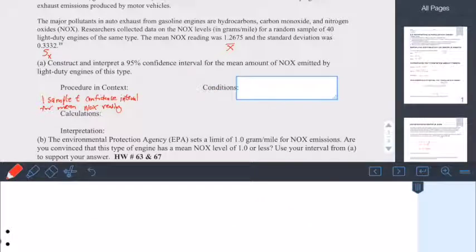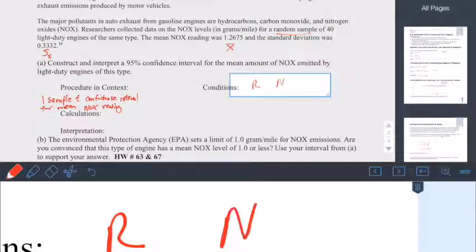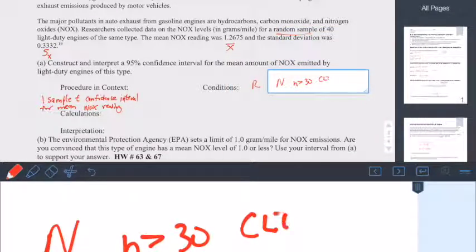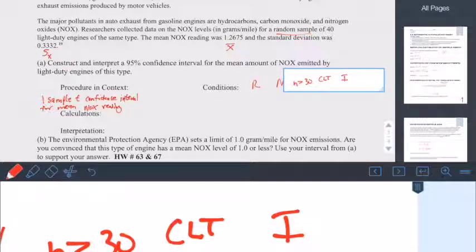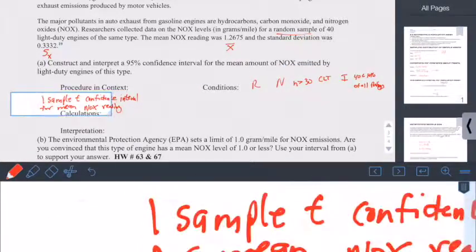Our conditions, well, we were told it was a random sample, so it meets that condition. Normal, n is greater than or equal to 30, right? It's 40. So we know by the central limit theorem that the sampling distribution is approximately normal. And independent, we don't know if those are independent, but we can assume that 40 is less than 10% of all readings. Horrible handwriting, but you know what I meant because you were listening.